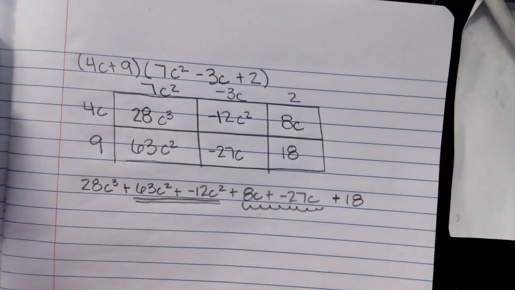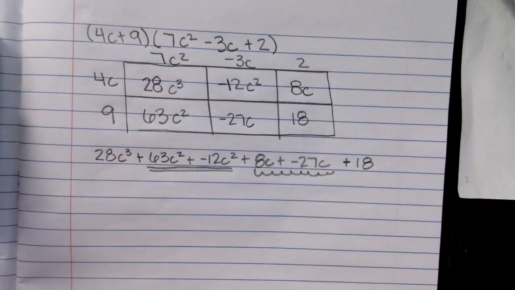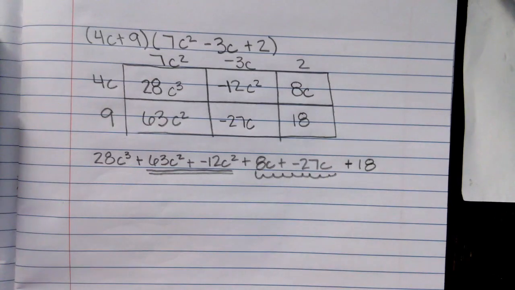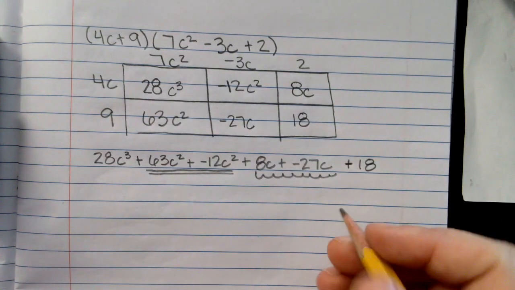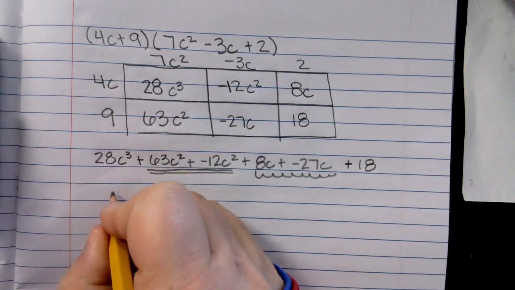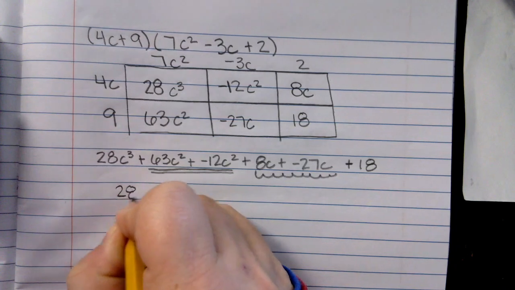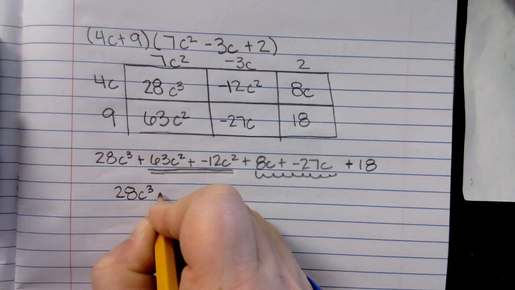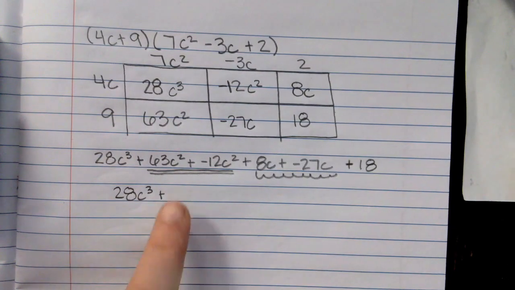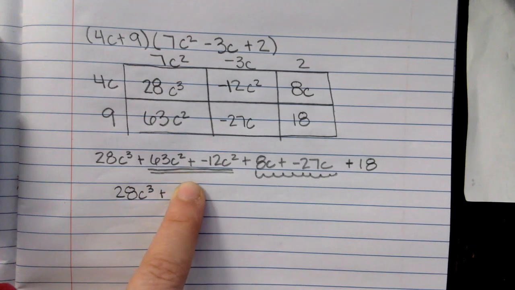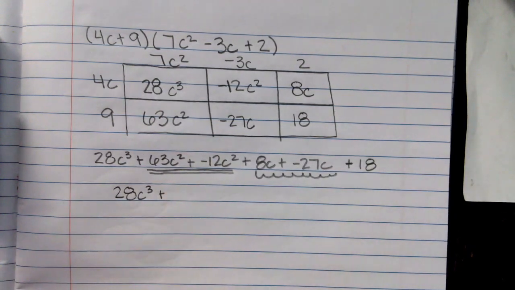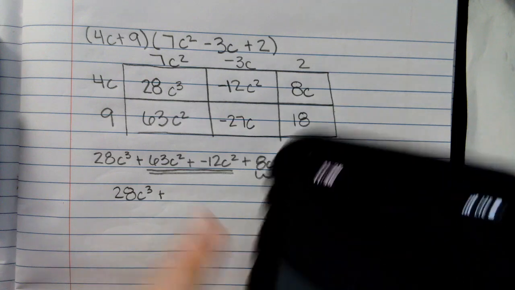Alright, so it's 28c to the third. There's nothing we can combine with that, so that stays 28c to the third. If I want to combine these in my calculator, what do I actually type into my calculator? Plus negative 12. We have 51. So 51c to the second power.